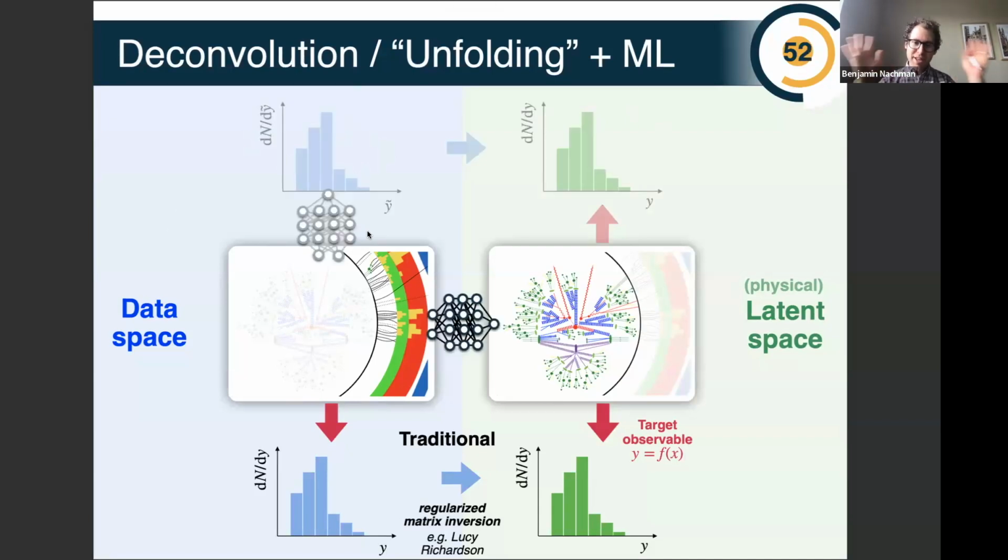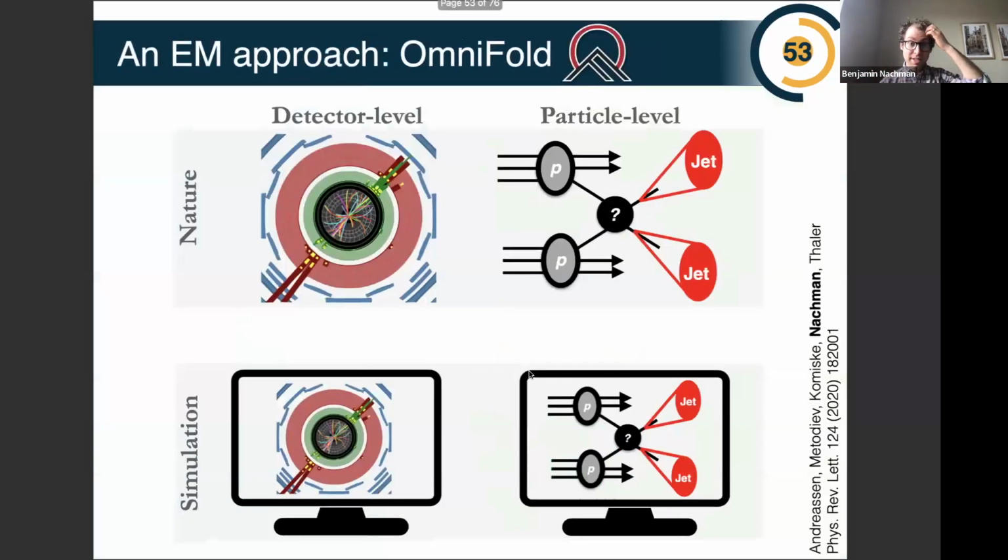Instead, if we think big, thinking about things we could not imagine doing before, could we go directly from the data space to the latent space, just at the level of, say, individual particles, in this case, without first doing any dimensionality reduction at all? And the answer is yes. There are now a number of proposals, but one of the ones my group has proposed is called OmniFold. And OmniFold is an EM approach.